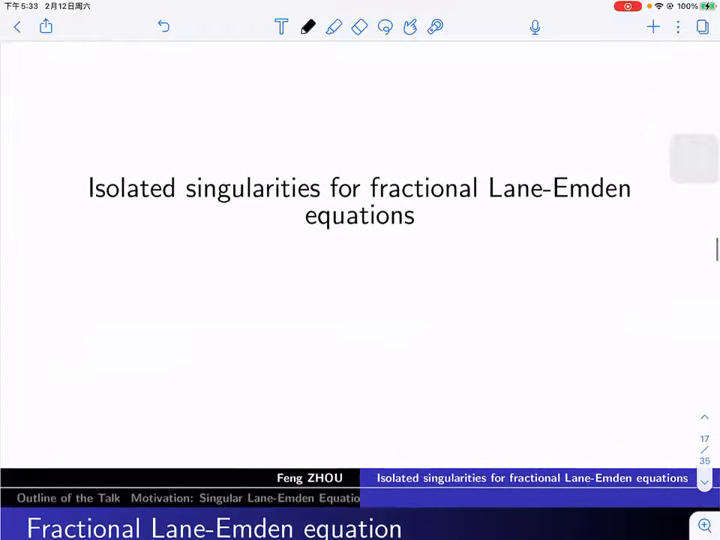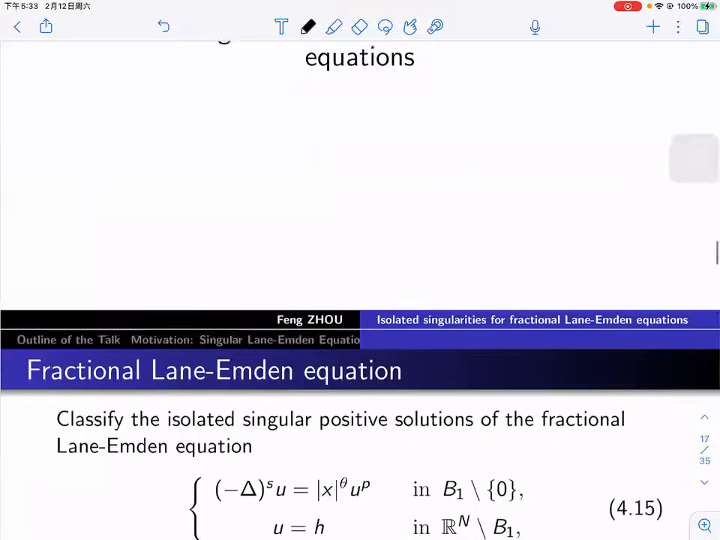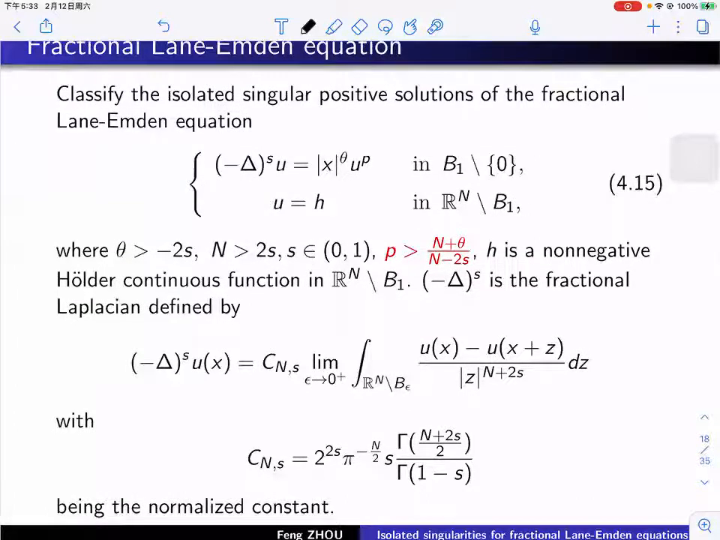Okay, now we can state our main results about the fractional Lane-Emden equations. So this is the problem we consider. The main result is about the classification of the isolated singularity for positive solutions of the fractional Lane-Emden equations. So we have (-Δ)^s u = |x|^θ u^p in B1 minus 0, and u equal to h outside of the unit ball. And here we suppose p is bigger than (n+θ)/(n-2s).